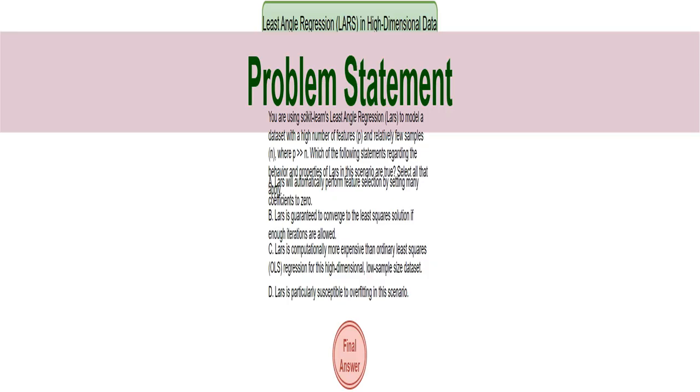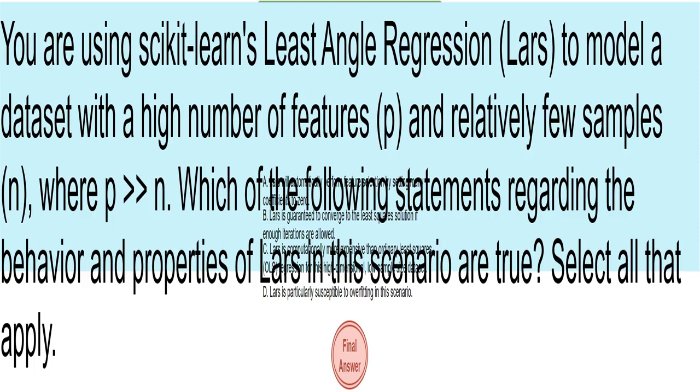I'm presenting a problem about using least angle regression, LARS, in scikit-learn with many features and few samples. We'll explore how LARS behaves in this situation. I want you to think critically about how LARS handles feature selection, computational cost, and the risk of overfitting. Get ready to select all the true statements. This is the core of the problem.